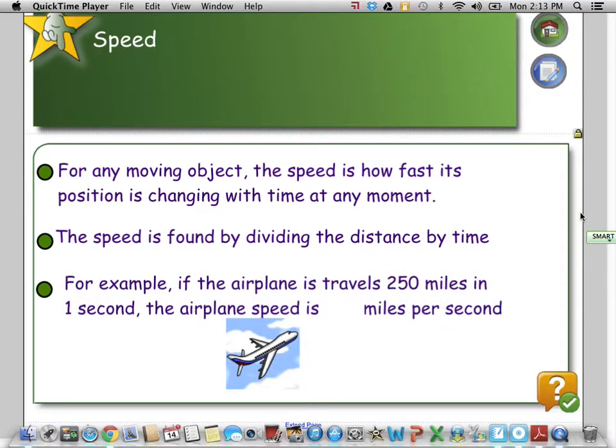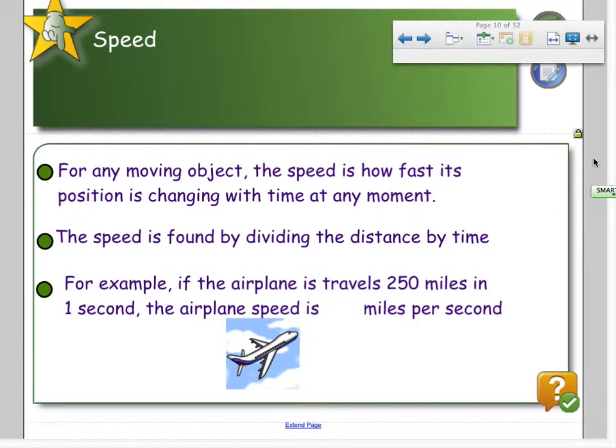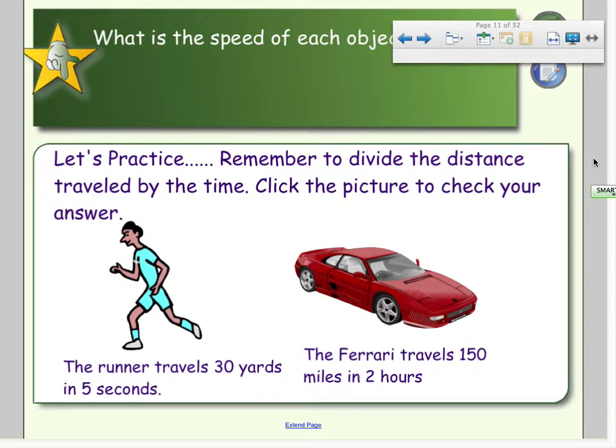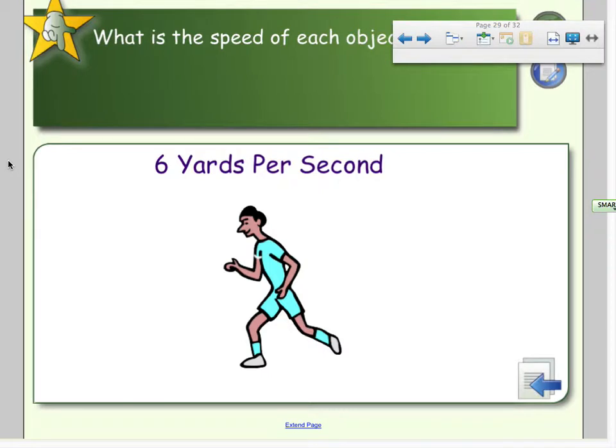So, for example, if an airplane travels 250 miles in 1 second, what is its speed? 250 miles per second. Don't get the hours confused because you're thinking about a car. So now you should be able to do this in your head. Do not yell it out. Remember, you're dividing distance by time. How fast is the runner running if the runner travels 30 yards in 5 seconds? Sierra. 30 yards per second. It's going 30 yards per 5 seconds, so that can't be correct. Sanavi. 6 yards per second. You're taking 30 and dividing it by time. The distance divided by time. 30 yards divided by 5 seconds gives us 6 yards per second.